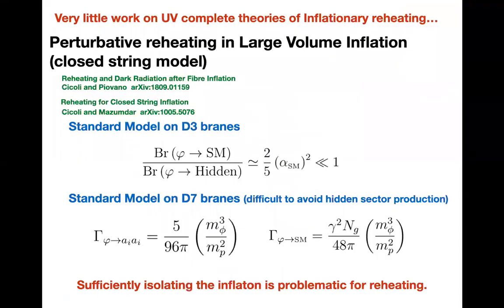There's a couple notable papers where people actually did this from a top-down point of view. And again, I want to emphasize the top-down point of view is important because that's where you can calculate the corrections to the inflationary model. And for example, these two works, when they actually worked out a UV complete model of inflation and then tried to show how you get reheating, you find out that for the standard model, this is the branching ratio versus the decay to the hidden sector, you can see it's much less than 1. So it seems like there's a problem trying to get the energy from the inflaton into the standard model.